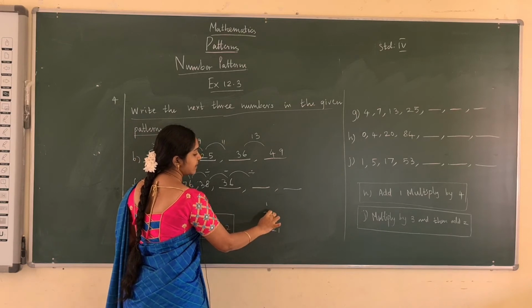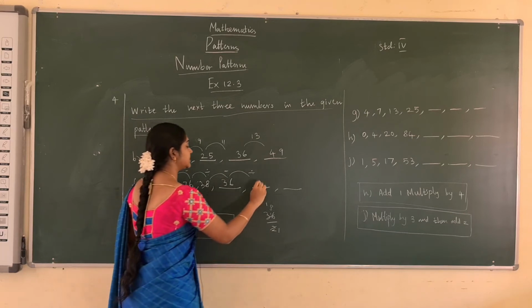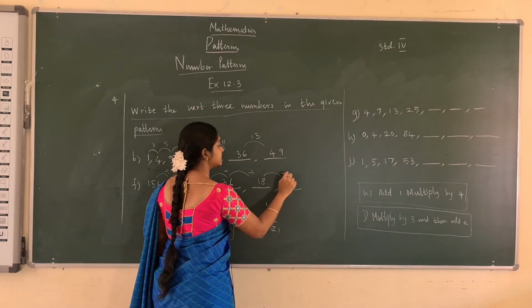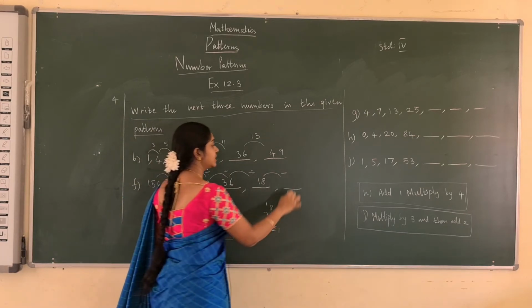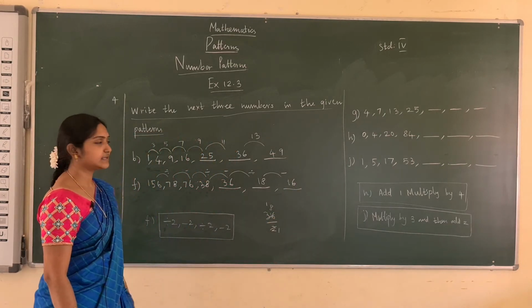1 2 is 2. Remaining we are having 1. So 8 2s are 16. So it is 18. So next we have to subtract 2. So it is 16. So we have filled the pattern.